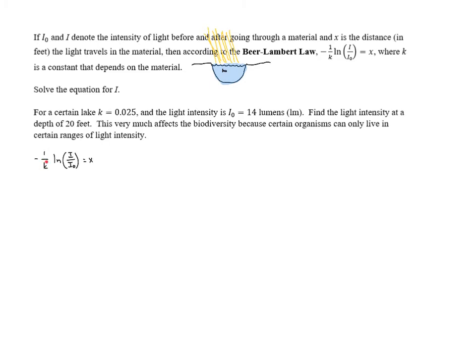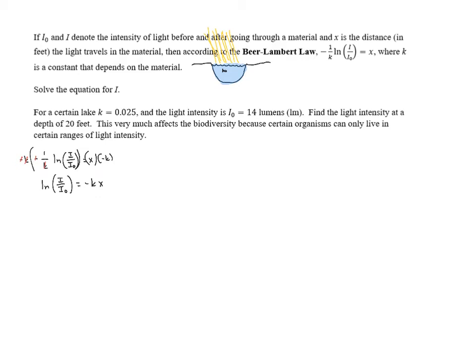Now, if we want to get rid of this fraction, we can multiply both sides by k. But even more so, I want to multiply both sides by the opposite of k, because that's going to get rid of this fraction and the negative sign. So let's multiply both sides by the opposite of k. When we do that on the left-hand side, we notice that the negatives and the k's cancel, leaving us with just ln of I over I sub 0. And then on the right, we have negative kx.